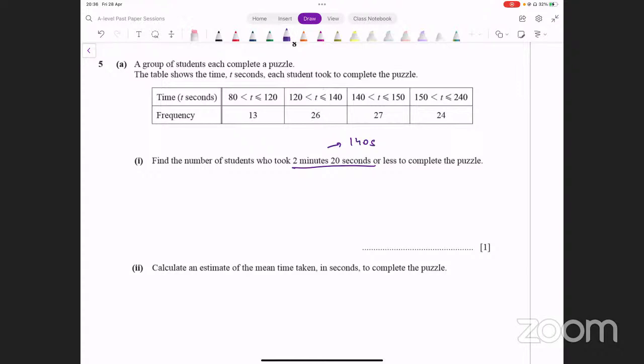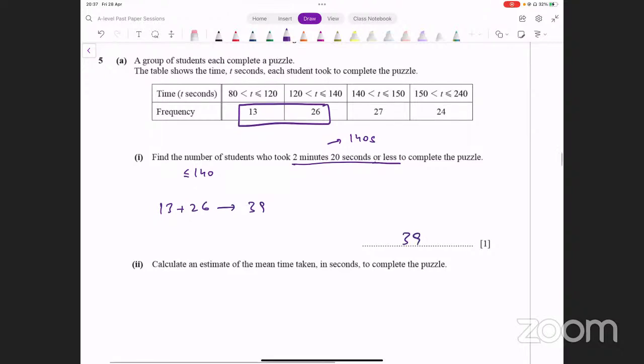उसने क्या कहा है, 140 seconds or less, यानी 140 या उससे कम. तो बस दो केसेस आते हैं, ये दोनों वैल्यूज इसमें आप कंसिडर करेंगे. 13 is also less, 13 जो फ्रीक्वेंसी है उसमें भी आपका टाइम लेस देन 140 है और 26 में भी लेस देन 140 है. तो टोटल नंबर ऑफ स्टूडेंट्स यहाँ पे कितने हो जाएंगे, 13 plus 26, that gives you 39. And that's your final answer here. So this, you say this is 39.